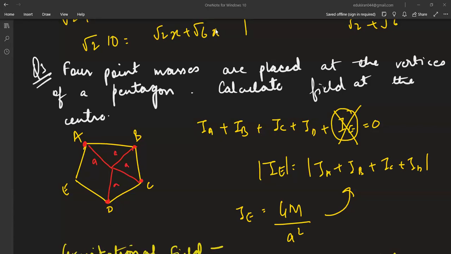No, see, you will not add all the masses. We do not want the gravitational field due to this mass. If this was asked, then we would have added it. Since this sum is asked, this is equal to this, so we won't add it because the final answer is this only, G M by A square.